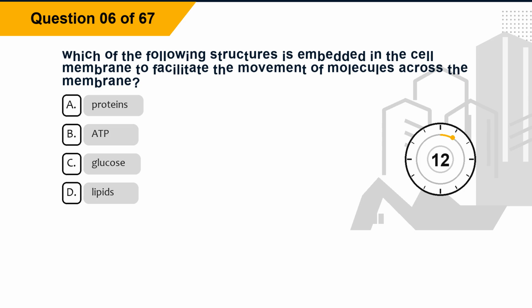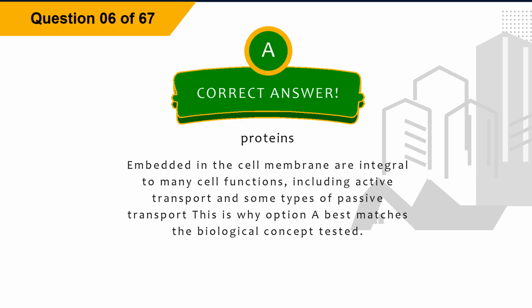Question 6. Which of the following structures is embedded in the cell membrane to facilitate the movement of molecules across the membrane? Option A, proteins. Option B, ATP. Option C, glucose. Option D, lipids. The correct answer is Option A, proteins. Explanation: proteins embedded in the cell membrane are integral to many cell functions, including active transport and some types of passive transport. This is why option A best matches the biological concept tested.